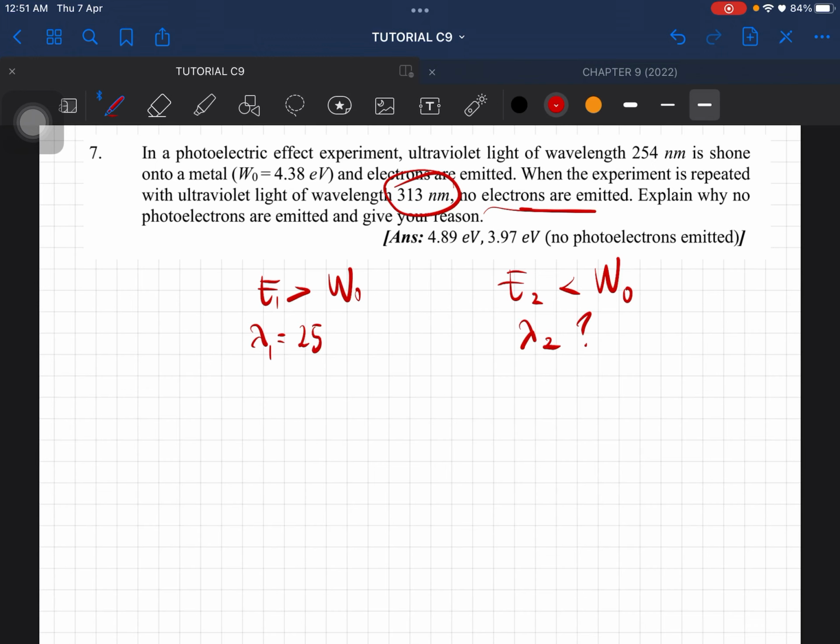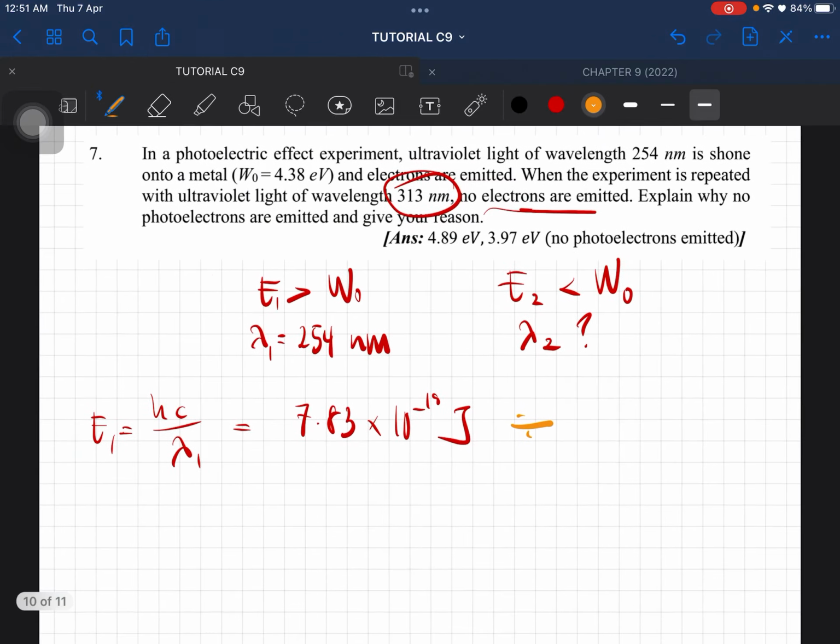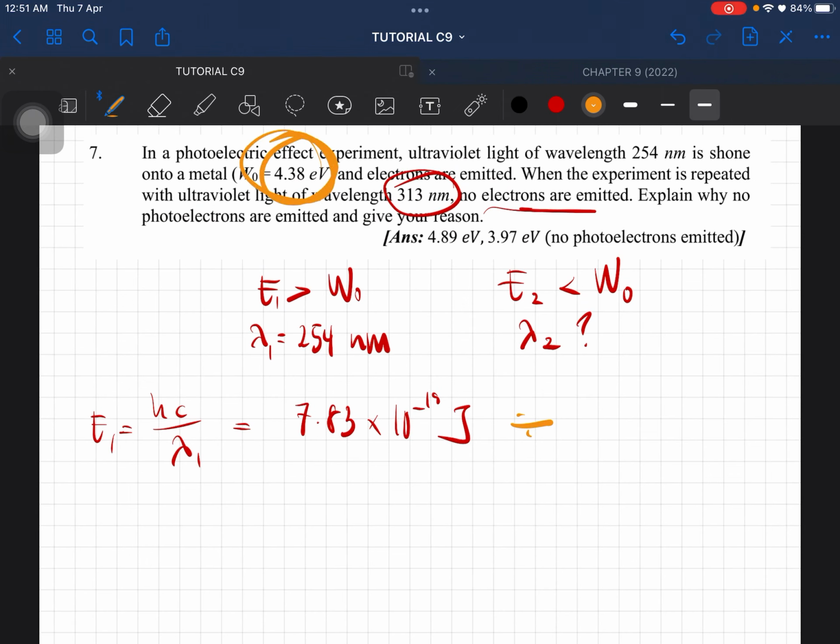So the first one is 254 nanometer. We have to explain why no photoelectrons are emitted. So remember, this is the reason why, but we need to show the calculation. The calculation is going to be using this formula. The first energy is equal to 7.83 times 10 to the power of negative 19 joules. So that is the energy. We have to convert this into electron volts so that we can compare it with the work function here.